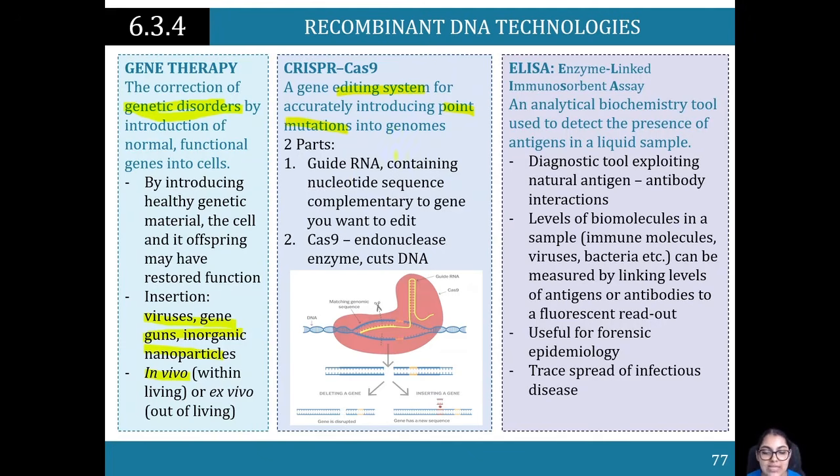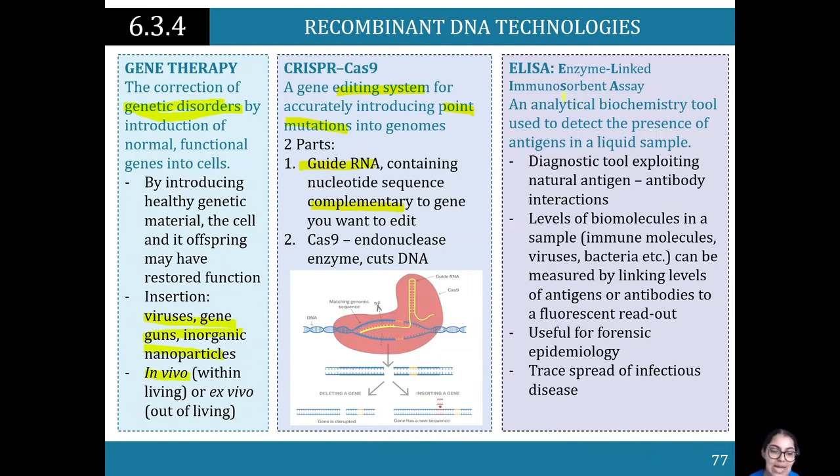It has two parts. It has the guide RNA, which contains the nucleotide sequence, and it has the Cas9. The guide RNA is basically going to contain the complementary sequence that we want to edit, and the Cas9 is an endonuclease. It's actually going to cut the DNA so that the guide RNA can get in there and fix it up. ELISA is enzyme-linked immunosorbent assay.